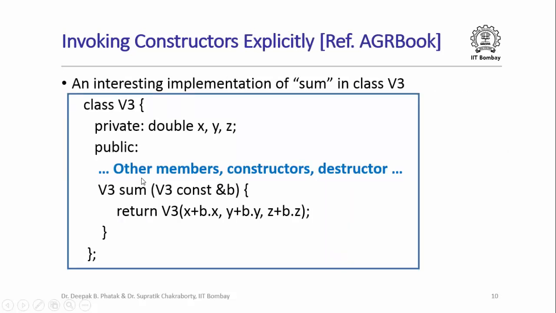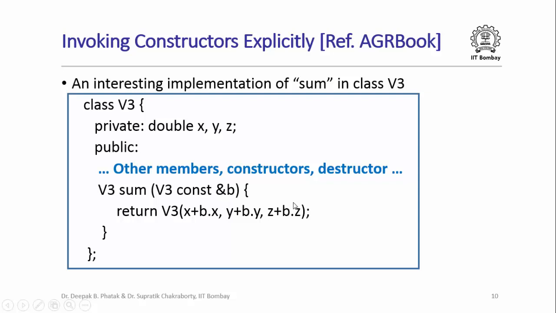Here is an interesting implementation of the member function sum using an explicit constructor invocation in the class v3. This example is taken from AGR book. So recall that in the class v3, we also needed to define a public member function sum, which was supposed to add the x, y and z components of the object on which it has been called to the x, y and z components of a v3 object that we pass to the member function as a parameter.